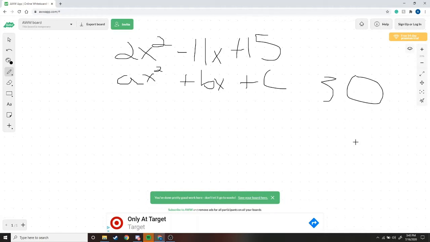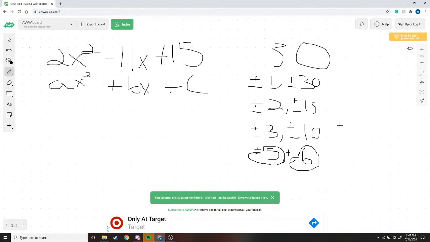From there, we need to find two numbers that multiply to 30 and add up to negative 11. So we're going to list the factors of 30. Here, I've listed the factors of 30. We can see that minus 5 times minus 6 is equal to positive 30, and minus 5 plus minus 6 is equal to minus 11. We have found our factors. Now, what we want to do is we want to substitute these factors for minus 11x.